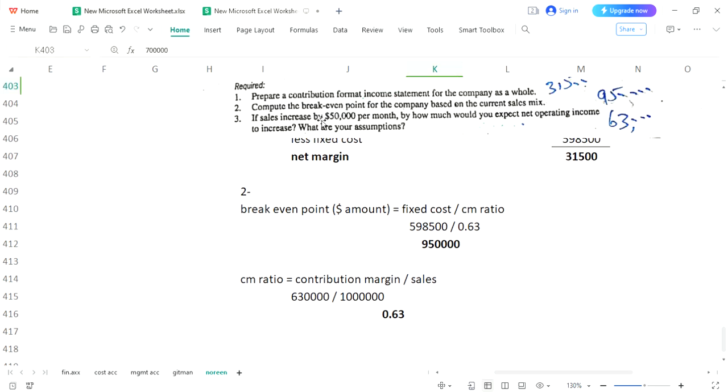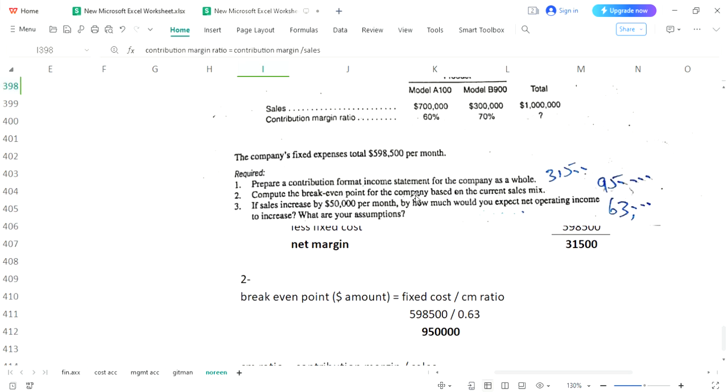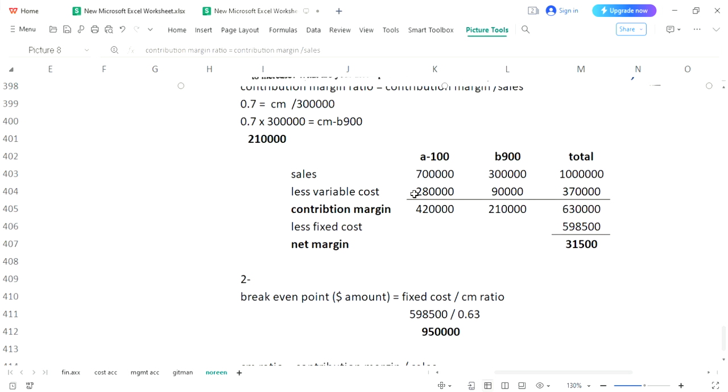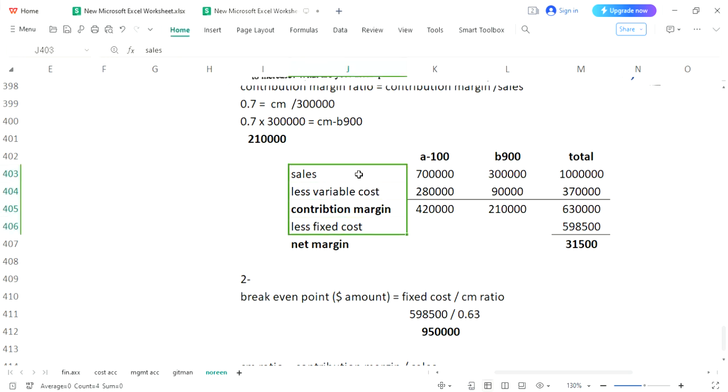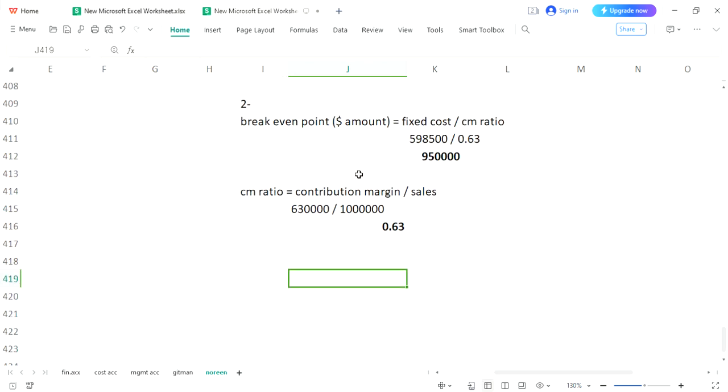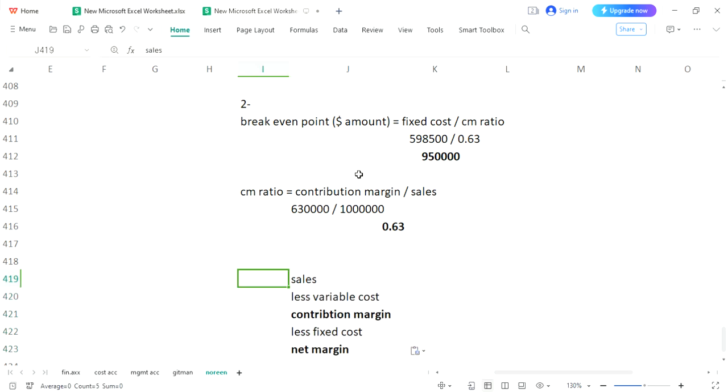It's time to see what the third requirement is. If sale increases by 50,000, how much would you expect your net operating income? For that we are going to construct our income statement again. So I will take a little help from the previous statement. What I will do, I will pick this statement as it's easy to do this job on Excel. We have copied it, though we shouldn't.